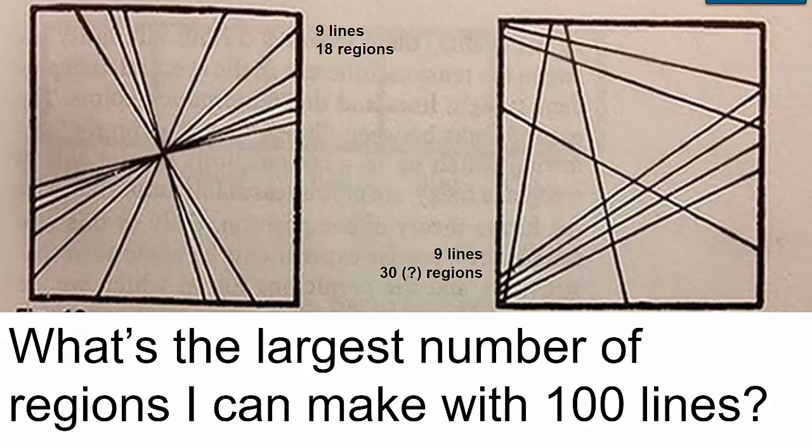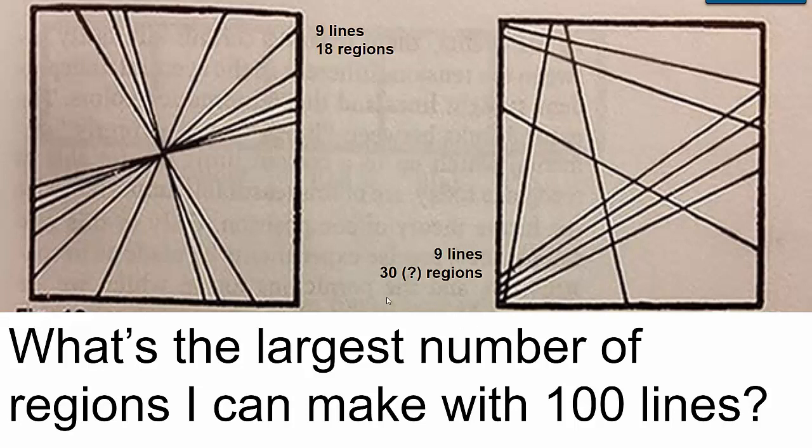In class, I gave you this problem. On the left, you see 9 lines, and if you count the number of separate regions, there's 18 regions. You can start here and count 1, 2, 3, 4, and proceed around this way. On the right, there's also 9 lines, but there's a lot more regions if you count them. I think there's 30 or maybe close to 30.